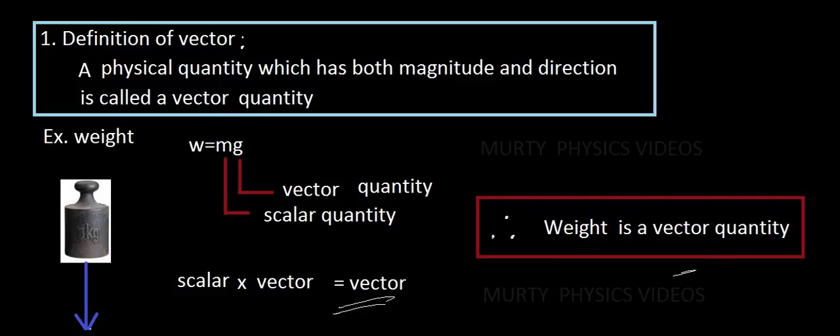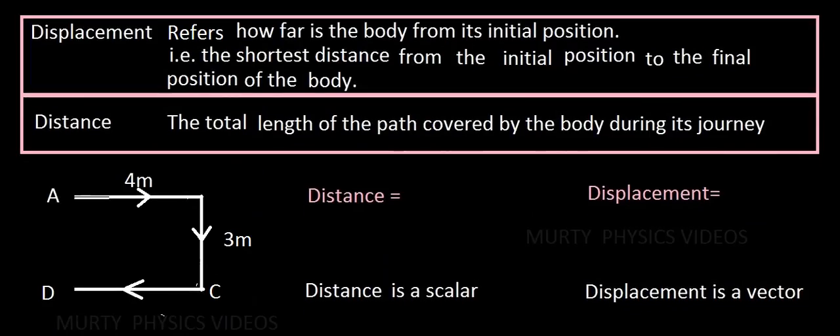Now let us see another example, that is displacement. Displacement refers to how far the body is from its initial position. That is, the shortest distance from the initial position to the final position of the body. Let us see this example. Here a body starts from A, it travels from A to B, then B to C, then finally C to D.